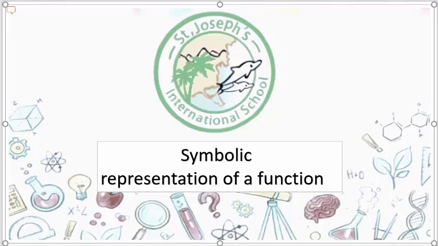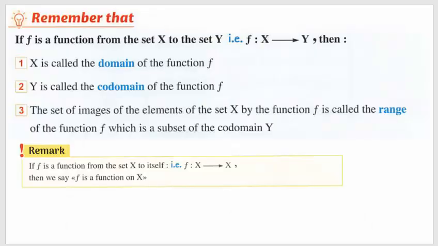Good evening, everybody. Today we will talk about how to make a symbolic representation for a function. How to represent a function by using symbols. As we studied in the previous lecture, we said that a function means that each element in X, which is called the domain, has only one image, not more, not less, only one image in the set of Y, which is called the codomain.